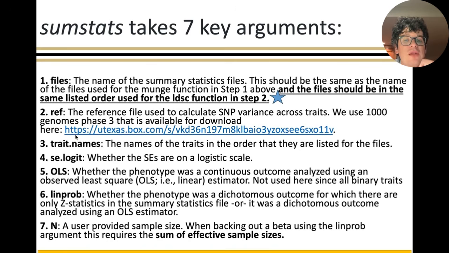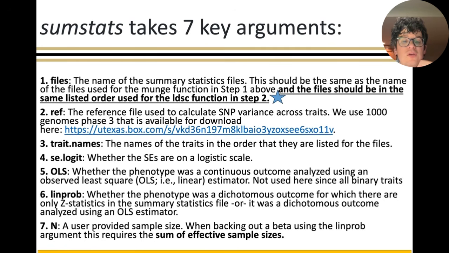So the third argument is the trait names. This is just how the traits are going to be named in the output in the columns. And then these last 4 arguments are the ones that tend to cause confusion. So the first one of those here, argument number 4, is se.logit. So this is whether or not the standard errors are on a logistic scale. This is guaranteed to be false for a continuous trait. This will only be relevant for binary traits.